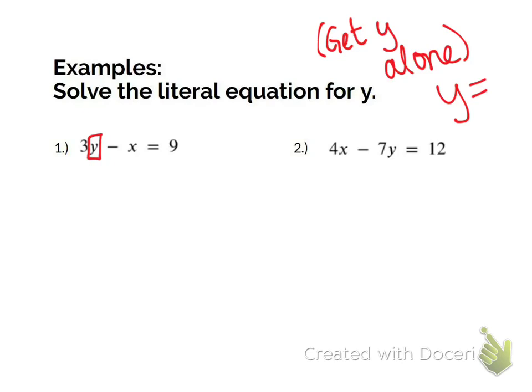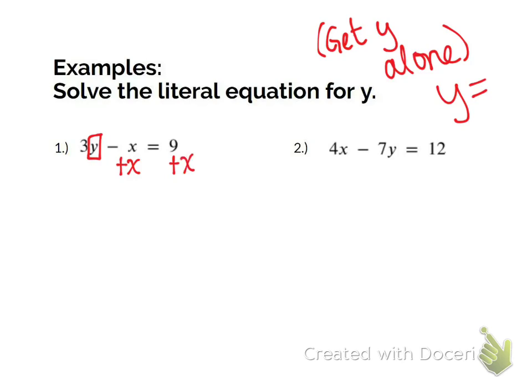Anybody have any ideas? Z, what do you think? We would not. The 3 and the y are getting multiplied. So I would not subtract 3 on both sides. Hunter, what do you think? Divide, I think. We would divide eventually. Lydia? Good. We need to get rid of this minus x. So in order to do that, we would add x. Just like if we were subtracting a number, we would add the number. We treat it the same way. So we add x on both sides.